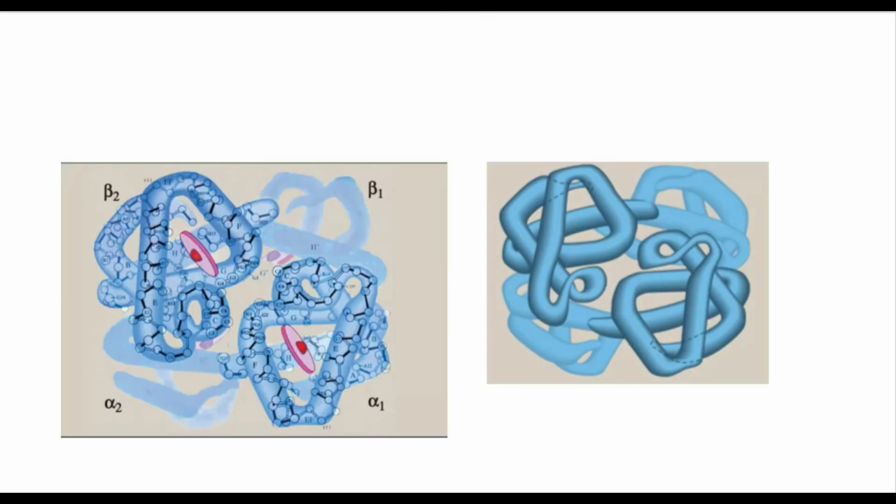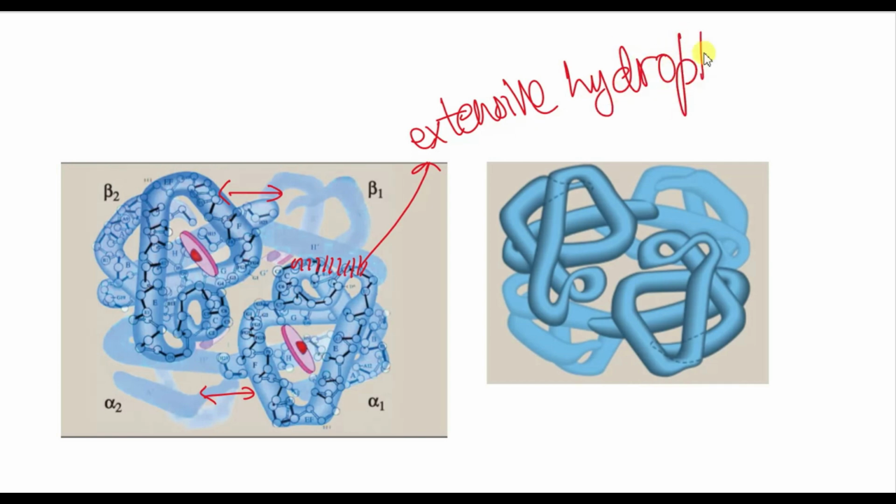Moving on to the structure of hemoglobin, this is how it looks. It contains two alpha subunits, alpha 1 and alpha 2, and two beta subunits, beta 1 and beta 2. All right, the alpha subunits are identical to each other, and the two beta subunits are identical to one another. In between the alpha 1 and beta 1, there are strong, extensive hydrophobic interactions.